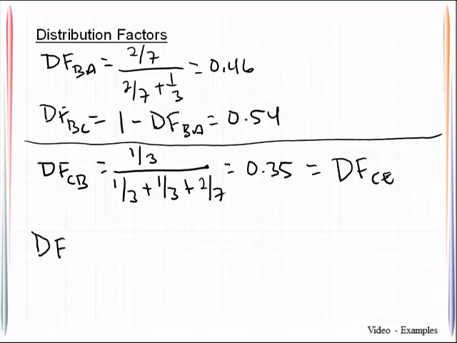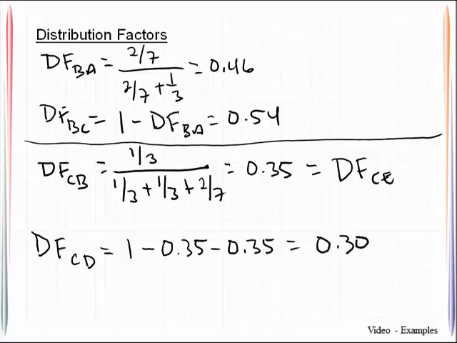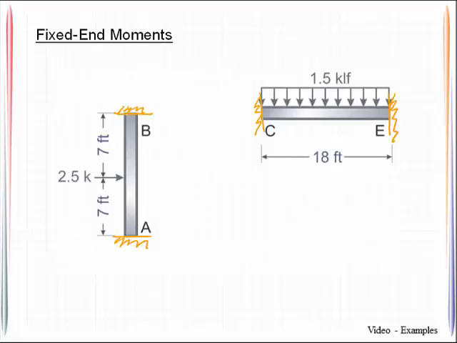So the last distribution factor I need is for member CD, and that I can calculate as the 1, which I know needs to be the sum of all the distribution factors at that joint, minus 0.35 minus 0.35 gives me a total of 0.30. And then the next thing I'm going to do is I'm going to calculate the fixed end moments.